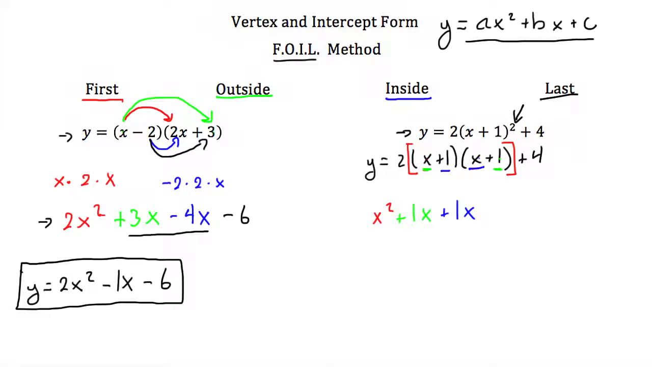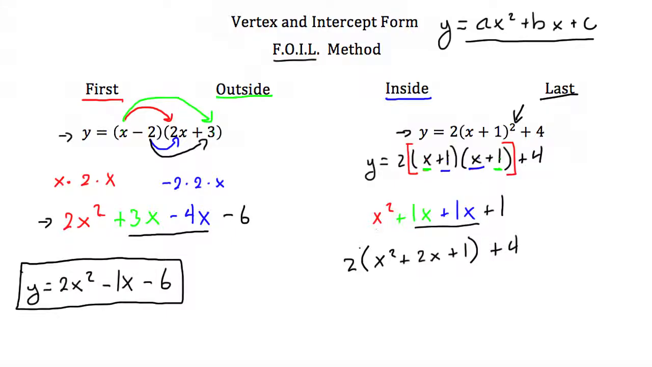And then lastly, we do the last term in each parentheses. We have a 1 times a 1. Well, that's just a positive 1. Again, I'm going to combine these like terms. So we'll have an x squared, and then 1x plus 1x is 2x, and then a plus 1. Now don't forget that this is all still multiplied by 2 and having 4 added on the end of it.